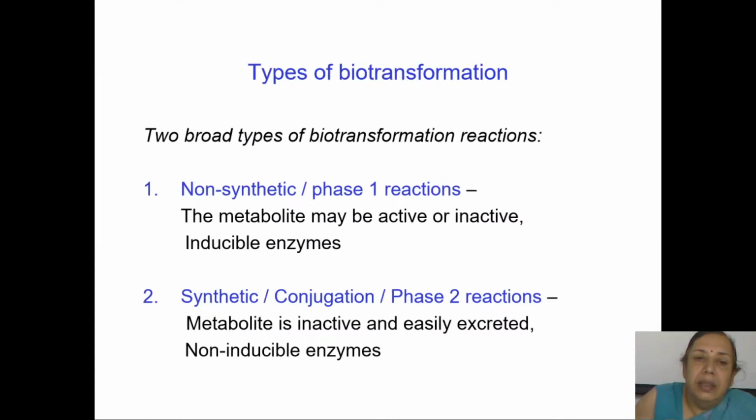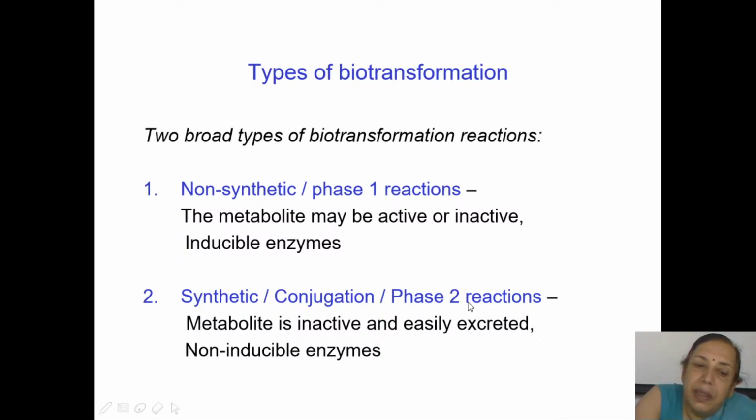Now, what are the different types of biotransformation reactions? What happens to the drug when it undergoes biotransformation? Broadly, there are two types. There are non-synthetic or phase 1 reactions, in which the metabolite may be active or inactive, and which involve the action of inducible enzymes. The second type is synthetic conjugation or phase 2 reactions. Here the metabolite is inactive. The conjugate that is formed is inactive and can be easily excreted.